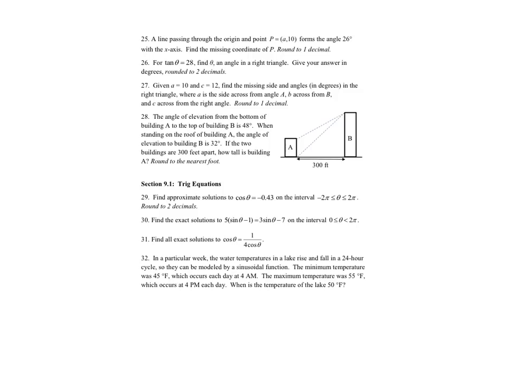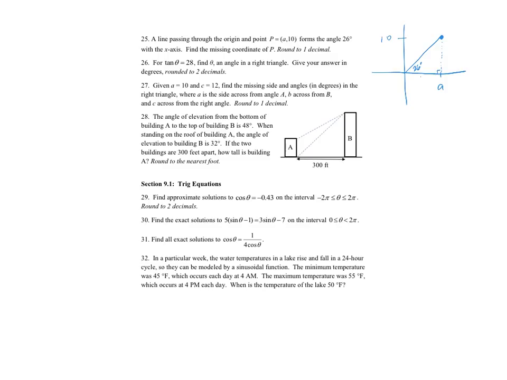On the first one, it says that a line passes through the origin and the point A, 10, and it forms an angle of 26 degrees with the x-axis. I want to find the missing coordinate of point P. One thing I'll notice here is that if I drop a perpendicular, it makes a right triangle.